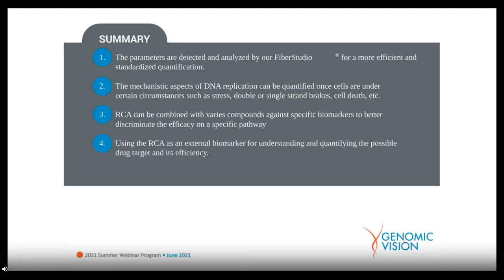By this, we are at the end of the second part of this webinar, where we discussed the parameters that can be analyzed by our Fiber Studio software. What are the mechanistic aspects of DNA replication that can be quantified once cells are under certain circumstances, basically once a certain kind of treatment is done on a cell. So how RCA can be combined with different kinds of compounds, or with different kinds of compounds and mutations together, in order to understand and quantify the efficiency of the drug or the mutation itself, and then using the RCA as an external biomarker for understanding and quantifying the possible drug efficiency, and then refine, for example, the treatment itself.